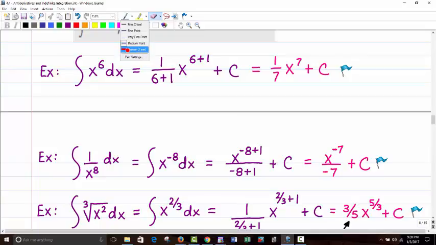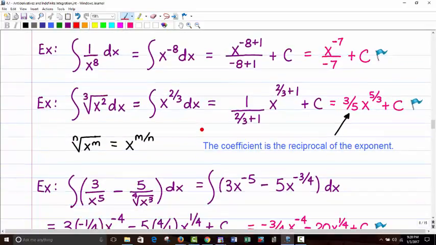All right. Just like derivatives, when we have radicals, we must convert radicals to exponent form. And then we use the appropriate power rule here. So the cube root of x squared would be x to the 2/3. I just kind of wrote that radical property. And power rule: 1 over 2/3 plus 1, and then x raised to the 2/3 plus 1. 2/3 plus 1 is 5/3, and then 1 over 5/3 will just flip over and become 3/5.